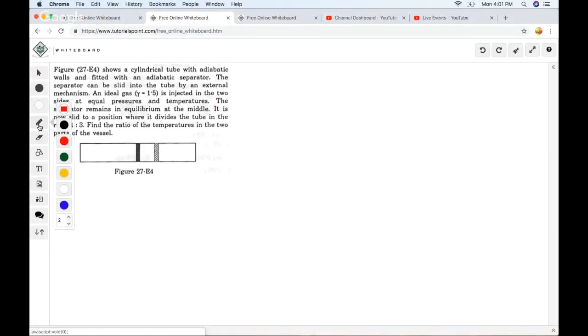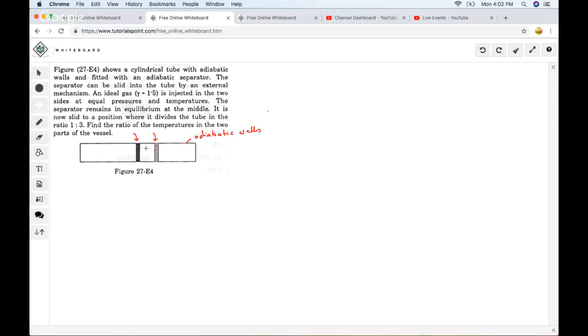Let us see what this scenario is about. The figure shows a cylindrical tube with adiabatic walls. So this entire tube which you see here has adiabatic walls, so it cannot exchange heat with the surroundings. It is fitted with an adiabatic separator. You can see that the separator is drawn at two different places, so probably the separator is moved from one place to another. This separator is also adiabatic.